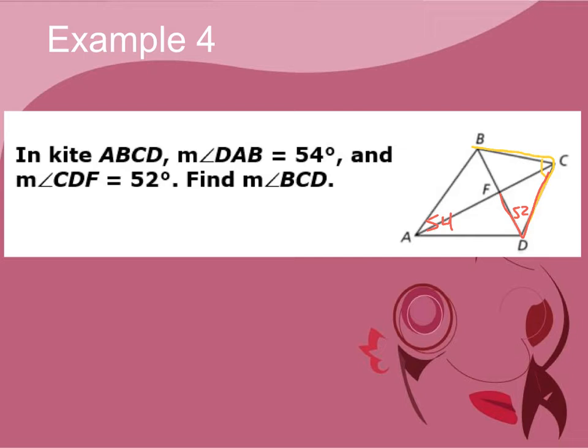What can we do first? What type of shape is this? A kite. So what do we know about kites? That one pair is congruent to another pair. So what's going to be congruent? That's 52. BC is congruent to?